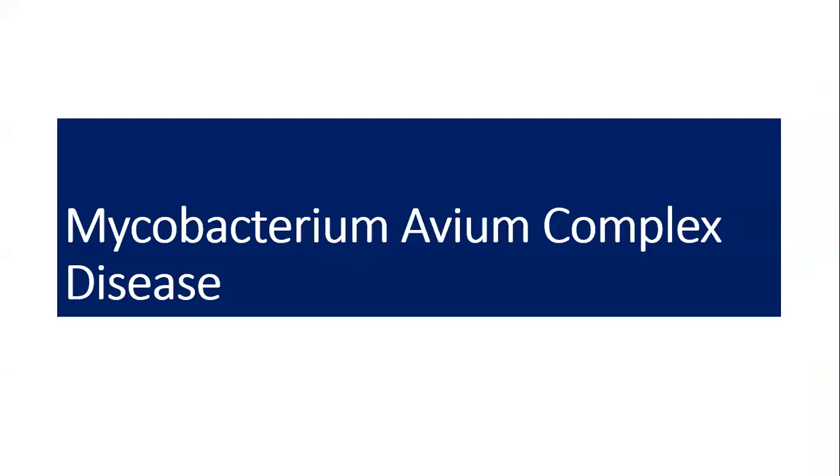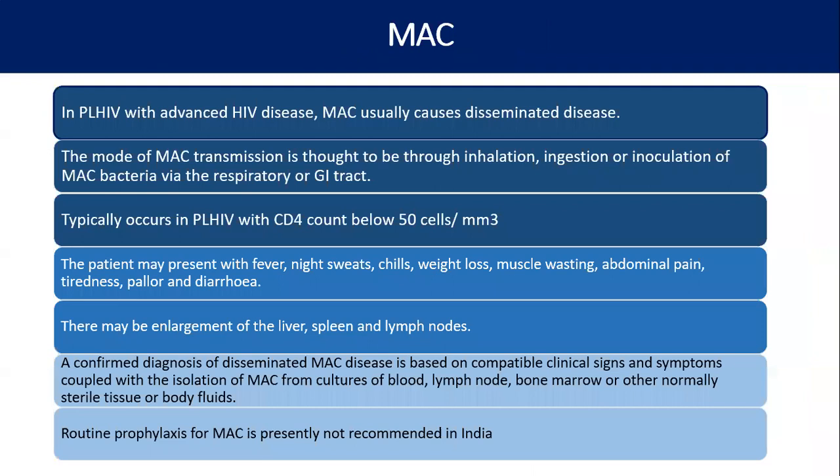Now, MAC, Mycobacterium avium complex disease. In PLHIV with advanced HIV disease, that means CD4 less than 200, MAC usually causes disseminated disease. The mode of MAC transmission is thought to be through inhalation, ingestion, or inoculation of MAC bacteria. Typically it occurs in PLHIV with CD4 count below 50 cells per cubic millimeter.